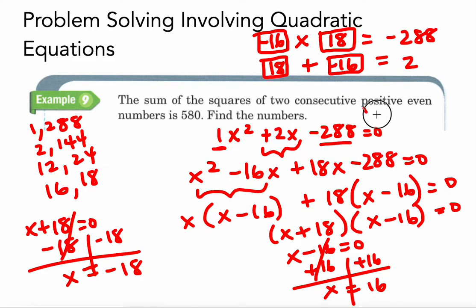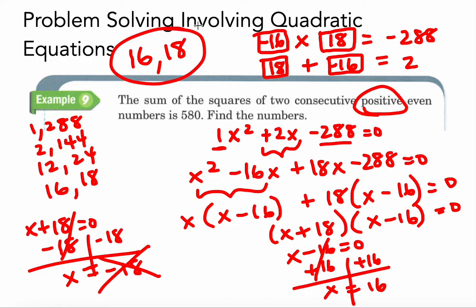However, only one of them will work because we're looking for two consecutive positive numbers. This one gets rejected already. X equals negative 18. Can't work. It works in this equation, but not in this word problem, because in this word problem, we're only interested in two consecutive positive even numbers. Okay, so we're looking at really 16. So if 16 is the first number, that must mean the other number is 18.